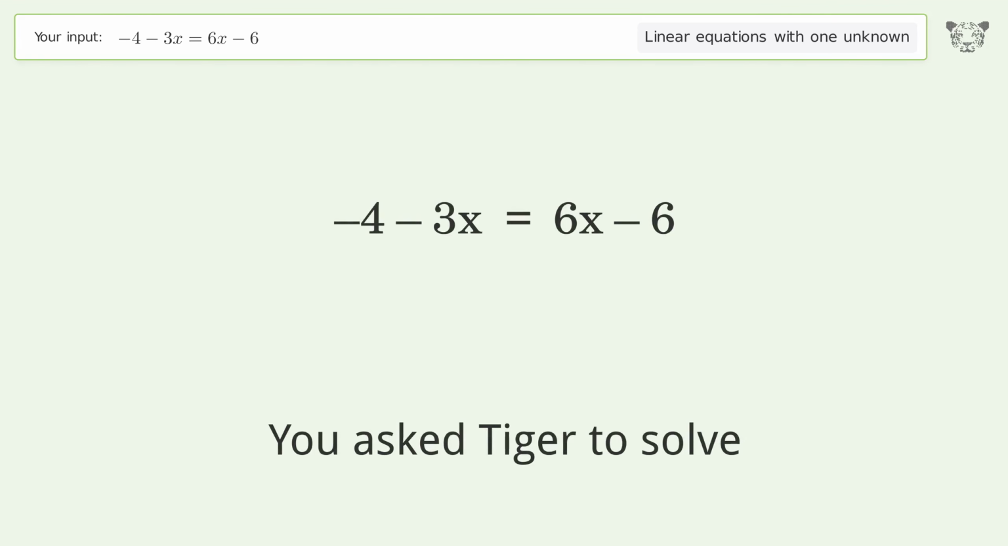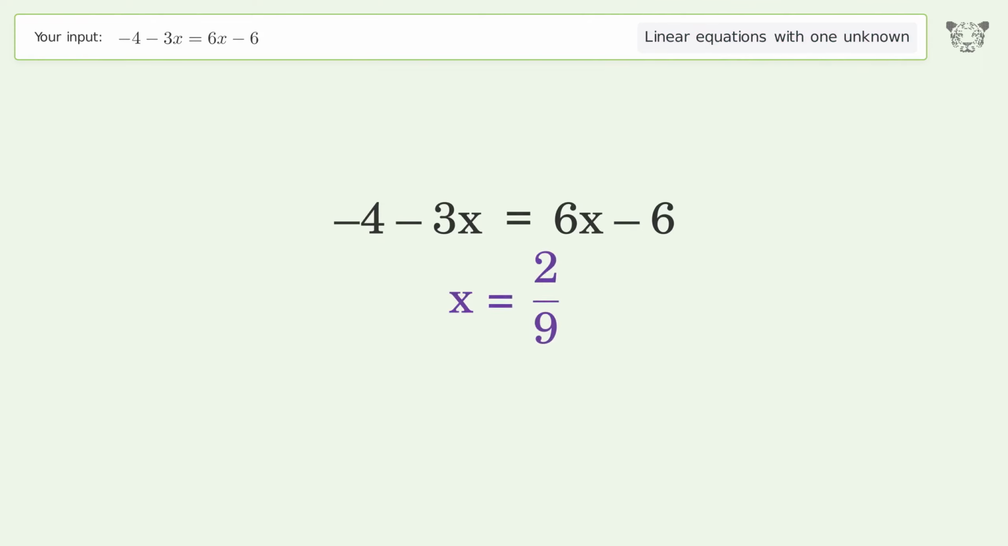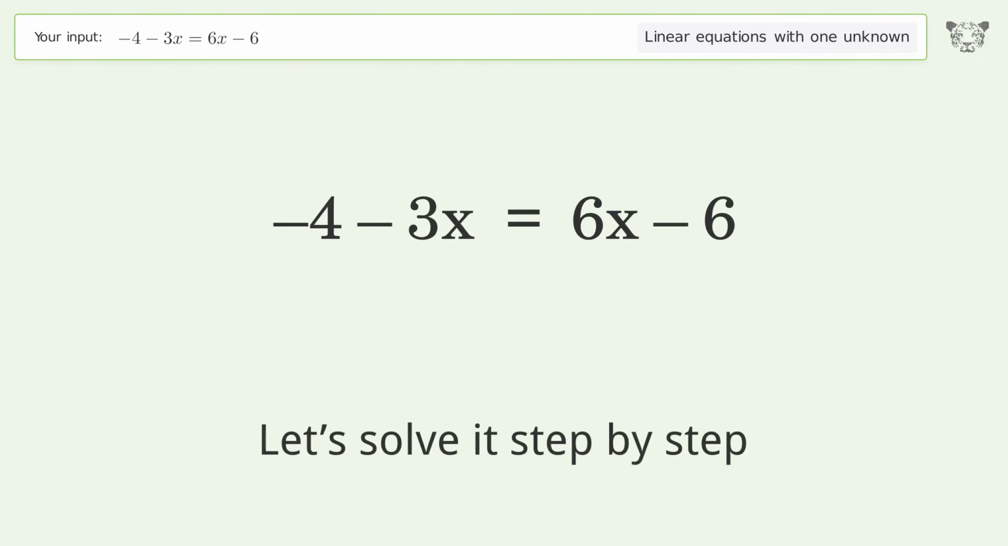You ask Tiger to solve. This deals with linear equations with one unknown. The final result is x equals 2/9. Let's solve it step by step.